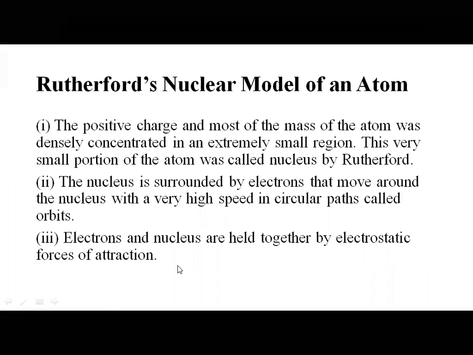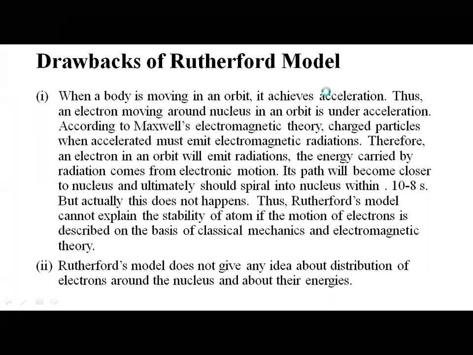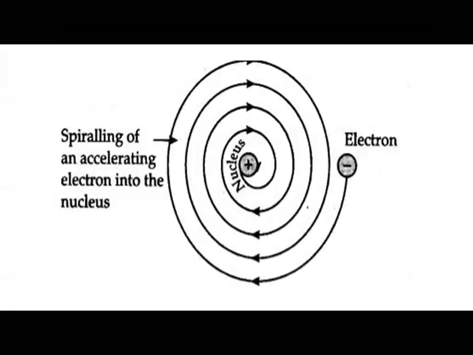So these were very important points. But apart from this, it also faced certain drawbacks. According to Maxwell's electromagnetic theory, if a charged body is accelerating, it will go on losing energy. The electron, being a negatively charged body, is accelerating when it revolves. So it should continuously lose energy, and within no time, it will fall into the nucleus.